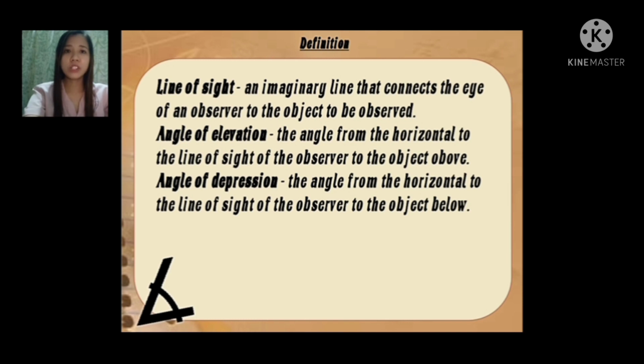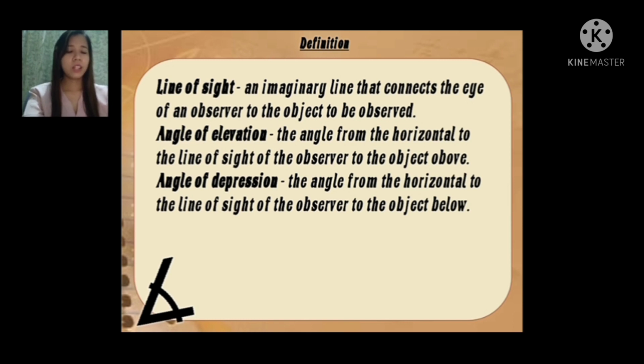We have here the definition of terms to be used in our lesson. First, the line of sight. Line of sight is an imaginary line that connects the eye of an observer to the object to be observed. Angle of elevation. The angle from the horizontal to the line of sight of the observer to the object above. Angle of depression. The angle from the horizontal to the line of sight of the observer to the object below.